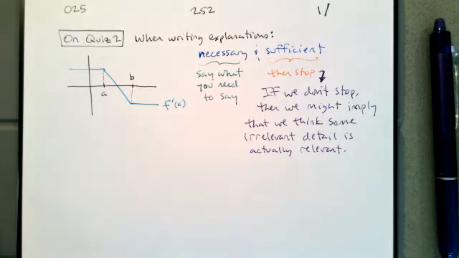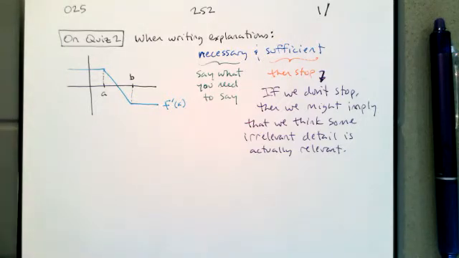So if we don't stop, we might imply that we think some irrelevant detail is actually relevant. So that's the first thing. Your explanation needs to be necessary and sufficient. Say what you need to say, then stop. So you don't include extraneous details that aren't relevant. Number two, your conclusions must be based on things that you can observe.